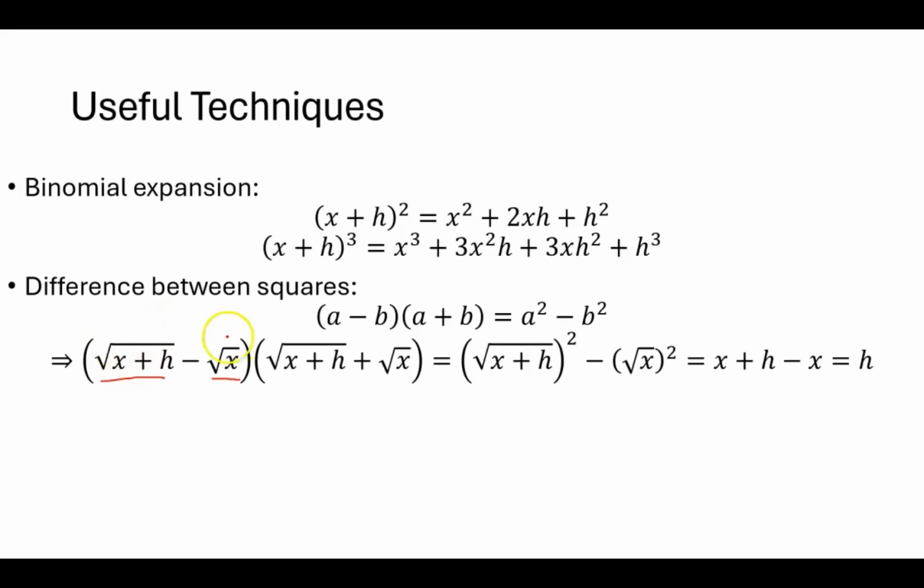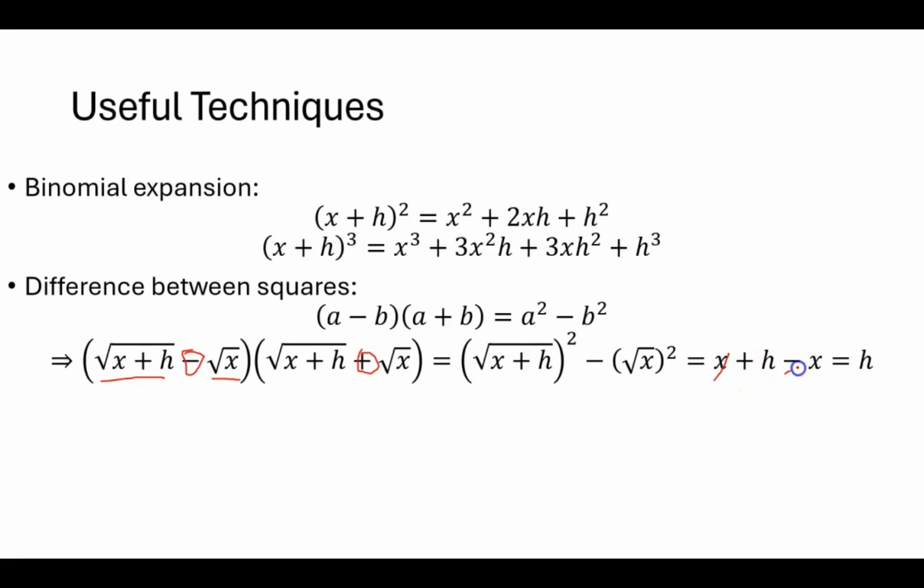Then to get rid of the square roots, you can multiply this by its conjugate. So this just means substituting this minus sign with this plus sign. So if you do that, you have the difference between squares form. This one is a and this one is b. And the result will be a squared minus b squared. And basically the square root and the squared cancel out. This leaves you with x plus h minus x.